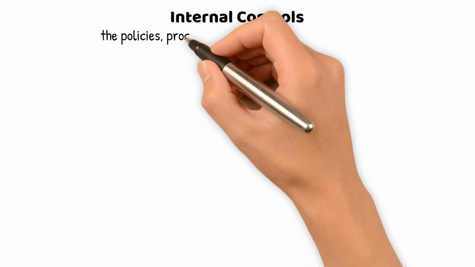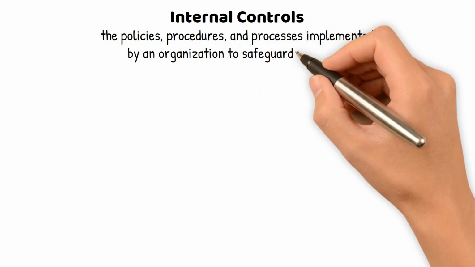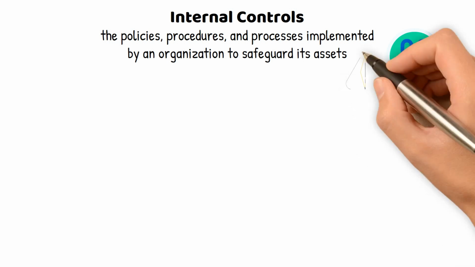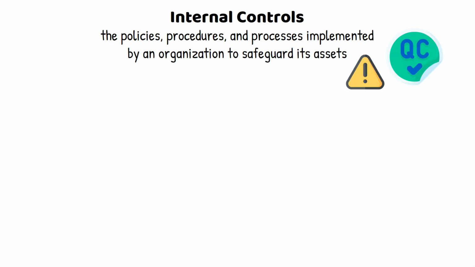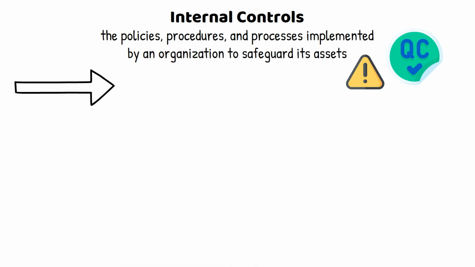The net sales for this period are $172,550. Internal controls. Internal controls refer to the policies, procedures, and processes implemented by an organization to safeguard its assets, ensure the accuracy and reliability of financial reporting, and promote compliance with laws and regulations. These controls are designed to mitigate risks and prevent errors or fraud in the financial reporting and operations of the organization.